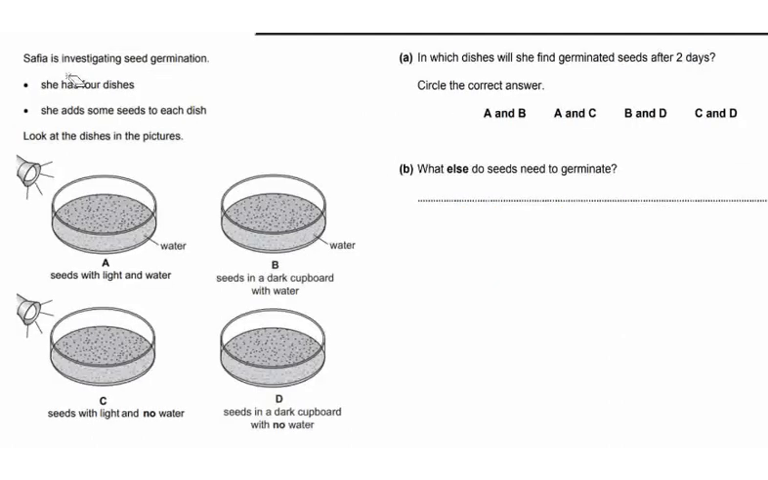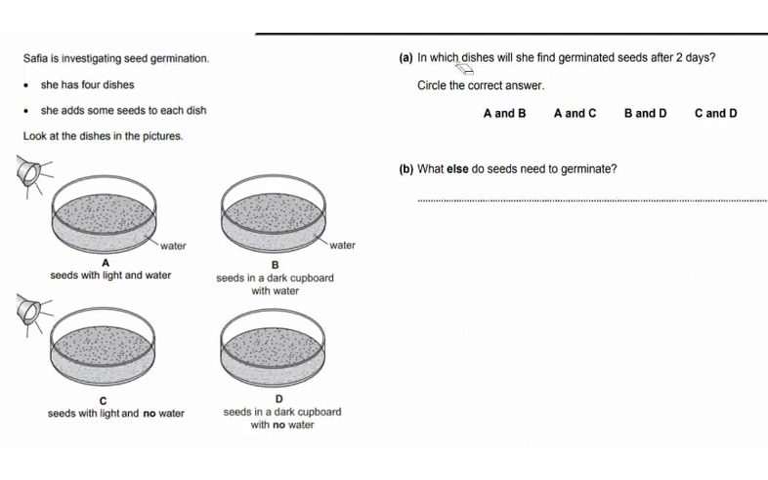Question 4. Savia is investigating seed germination. She has 4 dishes and adds some seed to each dish. Look at the dishes in the picture. A. Seeds with light and water. B. Seeds in a dark cupboard with water. C. Seeds with light and no water. D. Seeds in a dark cupboard with no water.